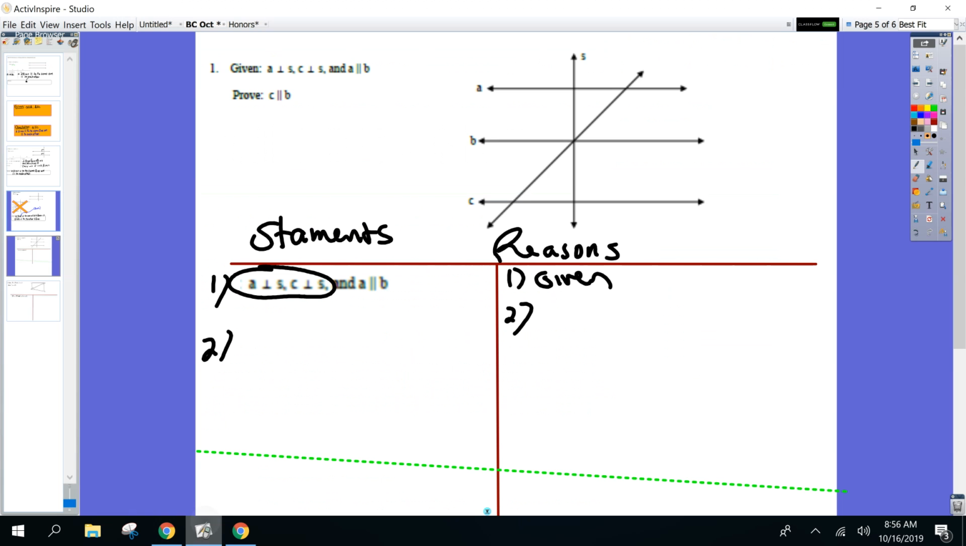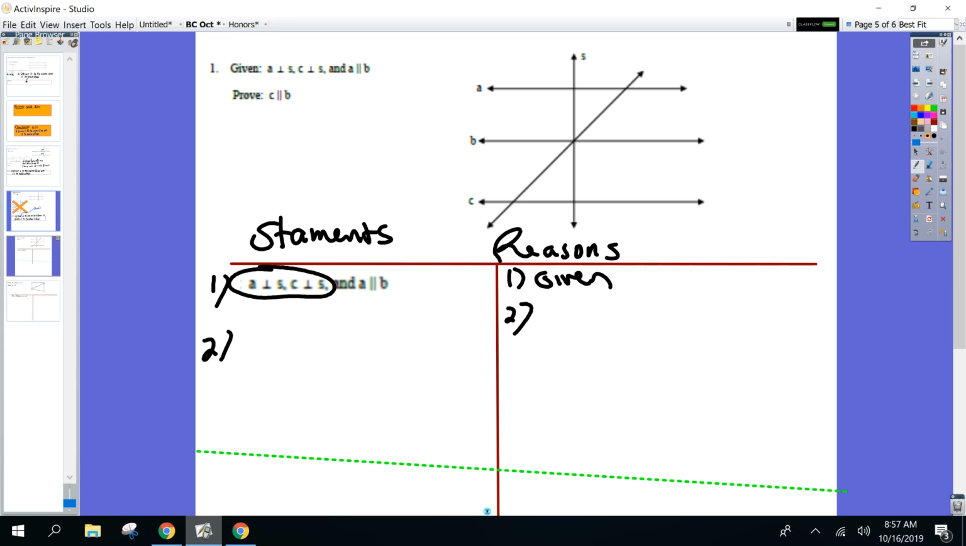Did you come up with a conclusion in your group? Okay, A is perpendicular to S and C is perpendicular to S. What do you know about A and C? They are perpendicular to the same line. And our second theorem we went over, we said if two lines are perpendicular to the same line, what do we know about them?